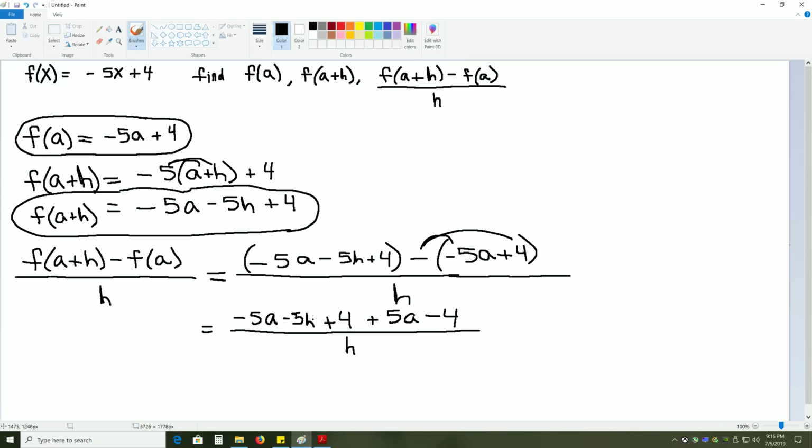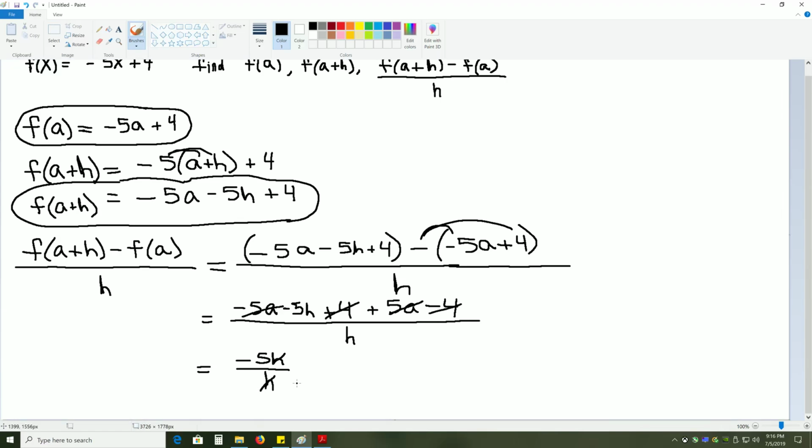And from here, the negative 5a and the positive 5a will cancel out, as will the positive 4 and the negative 4, leaving us with negative 5h in the numerator divided by h in the denominator. And at this point, the h's will cancel out, leaving us with f of a plus h minus f of a all over h is equal to negative 5.